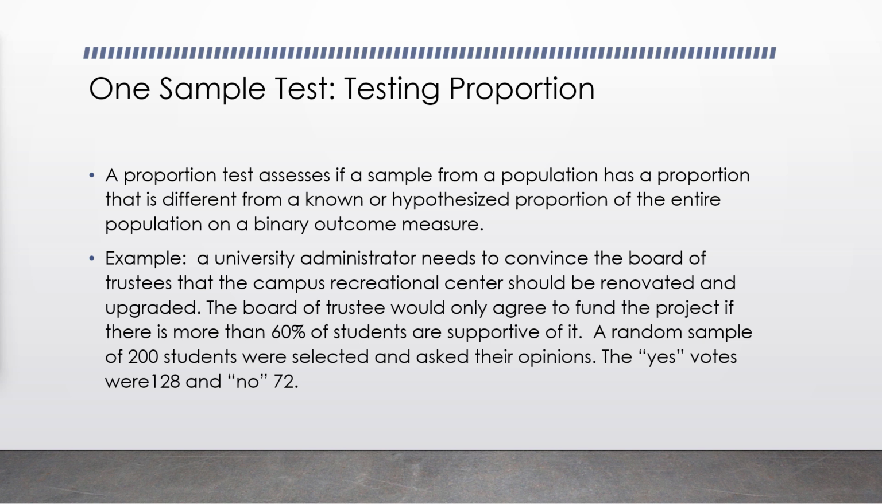Let's assume that a university administrator needs to convince the board of trustees that the campus recreational center needs renovation and upgrades. The board of trustees will only agree to fund the project if more than 60% of students support it. A random sample of 200 students is selected and asked their opinions. Of those, 128 voted yes and 72 voted no.